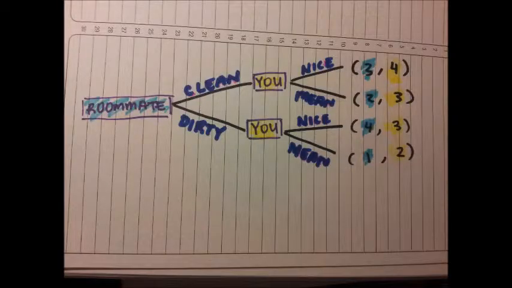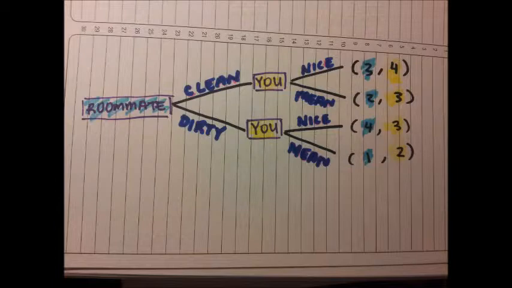We see that if the roommate is to be clean, they will get a 3 for a payoff because they know you will choose to be nice. Because if you choose to be mean, your payoff is a 3, while if you're nice, you will get a 4. 4 is greater than 3, so you will be nice. Knowing that you will choose to be nice, the roommate will get a 3 if they are clean.